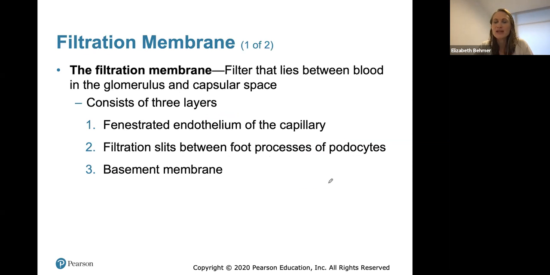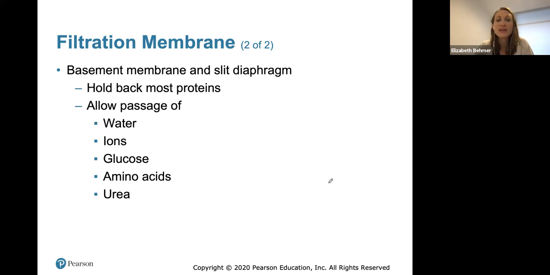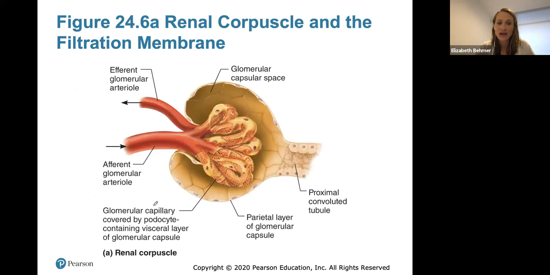The filtration membrane is kind of the filter that lies between the blood in the glomerulus and the capsular space. And it consists of these three layers: the fenestrated endothelium of the capillary itself, the filtration slits between foot processes of these podocyte cells, and then the basement membrane. And the basement membrane and the slit diaphragm will hold back most proteins. So most proteins will not get into the filtrate and the urine, but it does allow the passage of these substances to get into the filtrate: water, ions, glucose, amino acids, and urea.